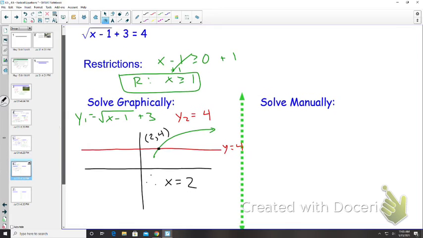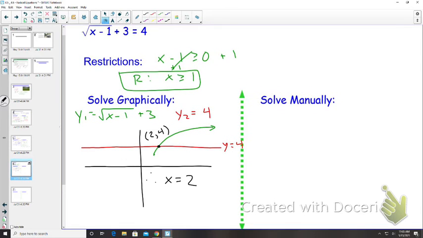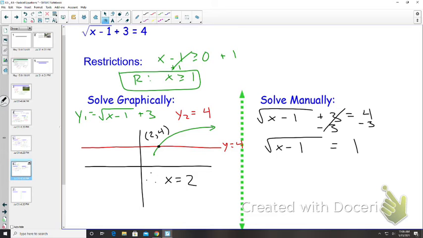Okay, let's go ahead and solve this manually now. So we have root of x minus 1 plus 3 is equal to 4. We're solving for x. Let's subtract 3 from both sides. Now we have root of x minus 1 is equal to 1. Square both sides. We get x minus 1 is equal to 1, plus 1. x is equal to 2.